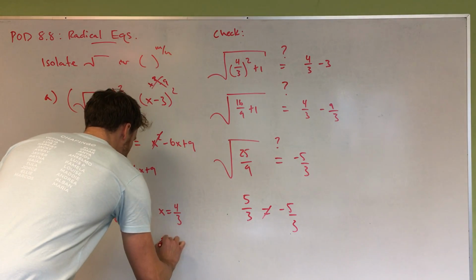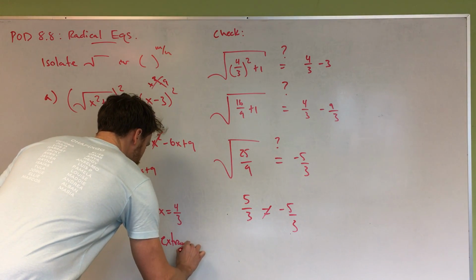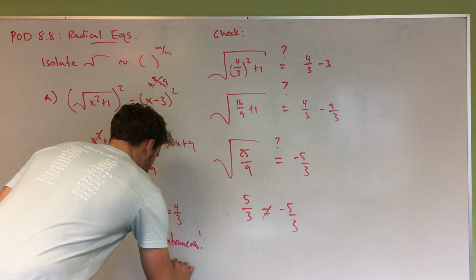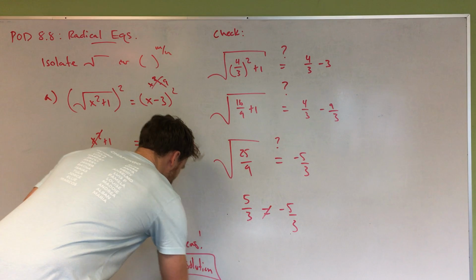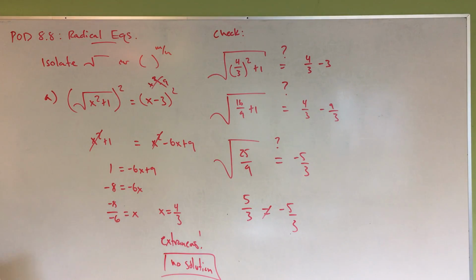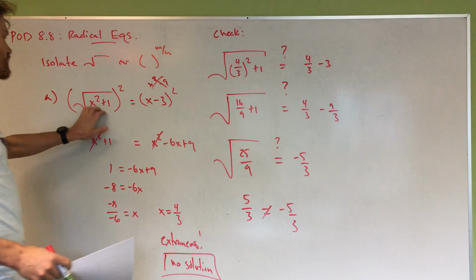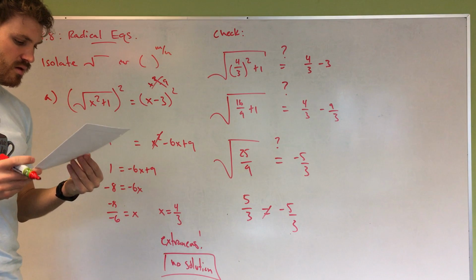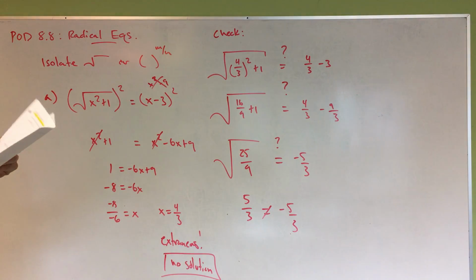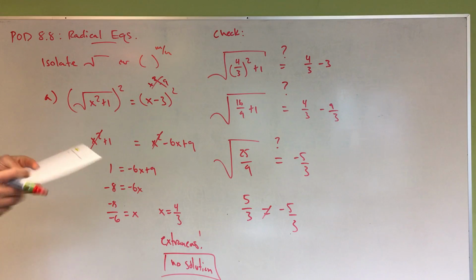The answer is no, because this is positive and this is negative. So this is extraneous, meaning there is no solution. Or the solution is that there's no solution. So you can see that it's really important to check. Basically what we're showing is that this graph never crosses this one. Okay, let's see. Maybe we could try B here.